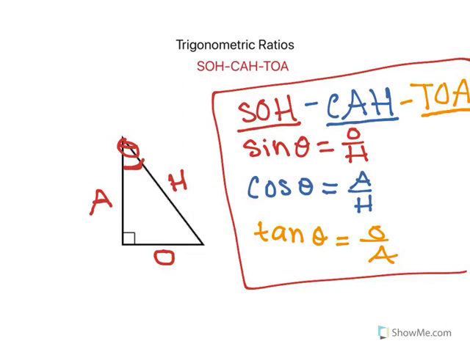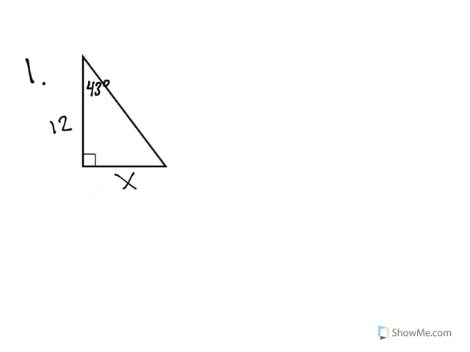So we're going to use these to help us start solving for missing sides of triangles. So let's go ahead and start an example. Here's a right triangle, and we have to find this missing side at the bottom. The angle is 43 degrees. One side is 12, the other side is x.